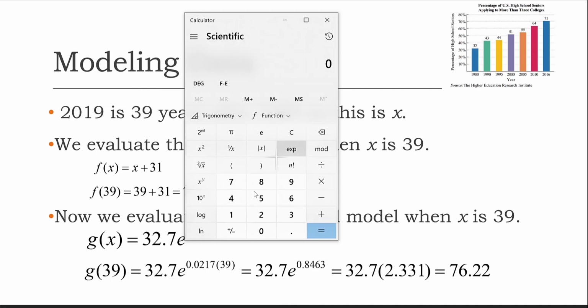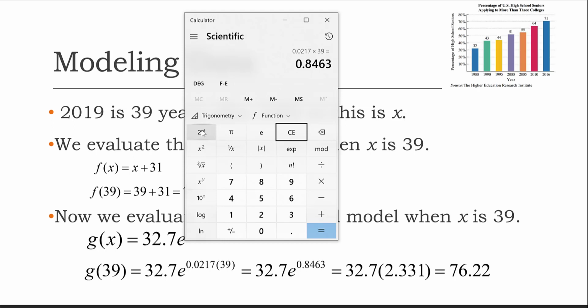All right, so what do we do? We work on the exponent first. So we start over here, and we're going to take 0.0217, and we're going to multiply that times the 39. So that's our exponent.